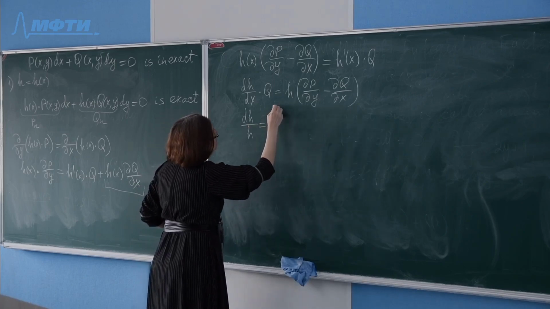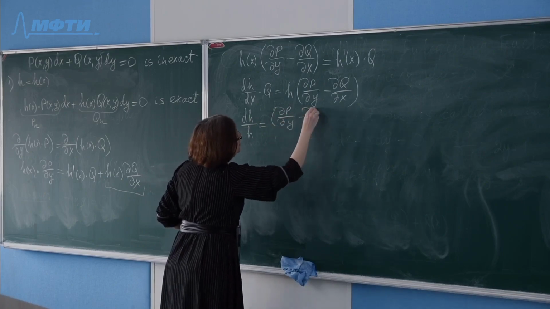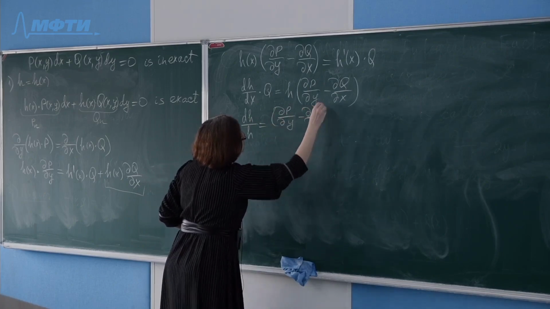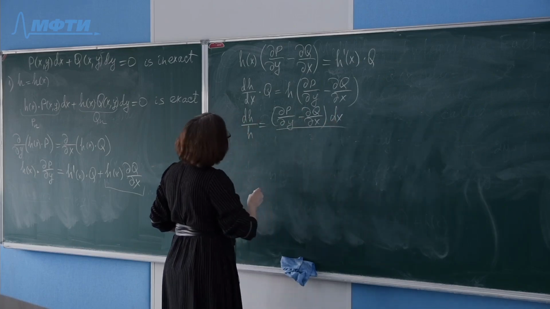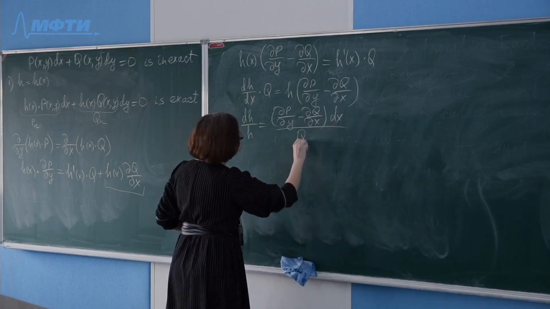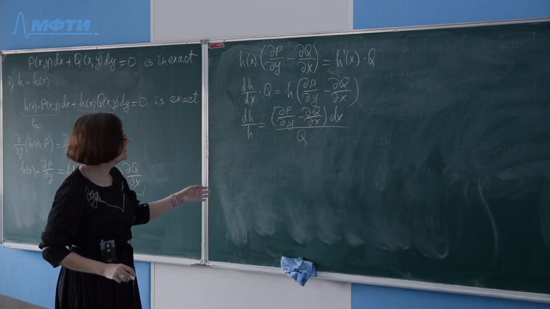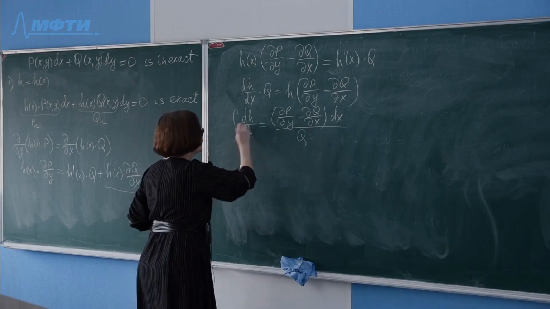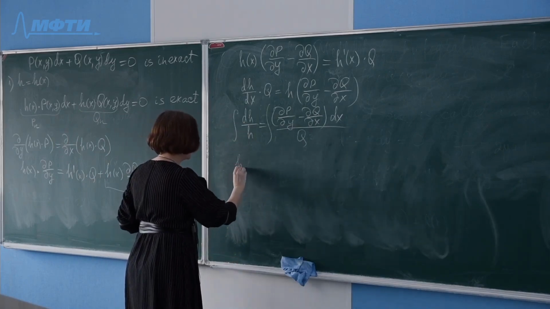It will be dp over dy minus dq over dx times dx over q. Now, is it clear? And after this, we will integrate both parts. And then we have the following.